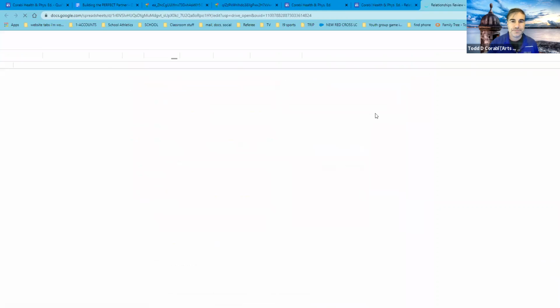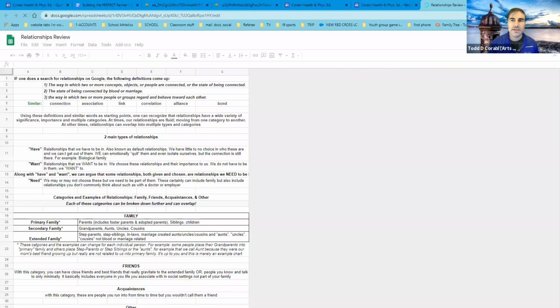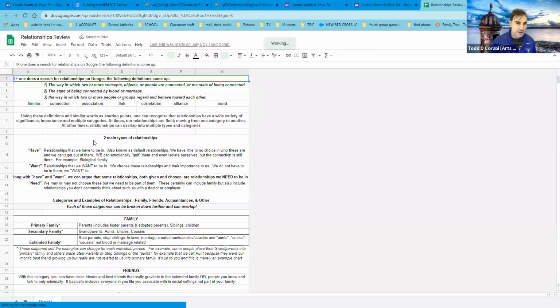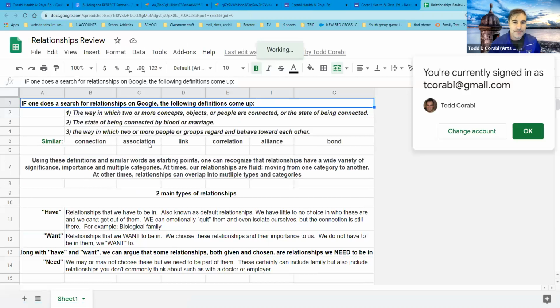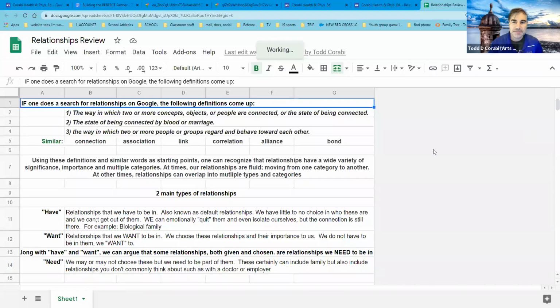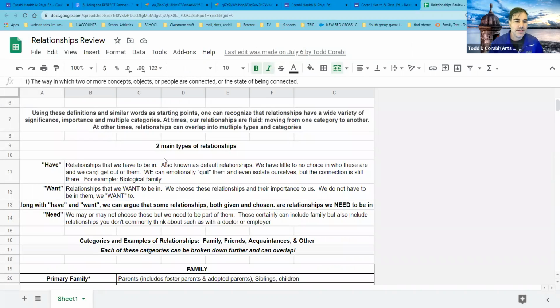On this page, there's a Google Doc and Google spreadsheet that's there to share with you. For our purposes, we're not going to read it word for word, but just in case you want to see it, it's basically a middle school activity where you define different relationships. So there's a definition on the top, and then it talks about the two main types of relationships: relationships you have to have and relationships you want to have.